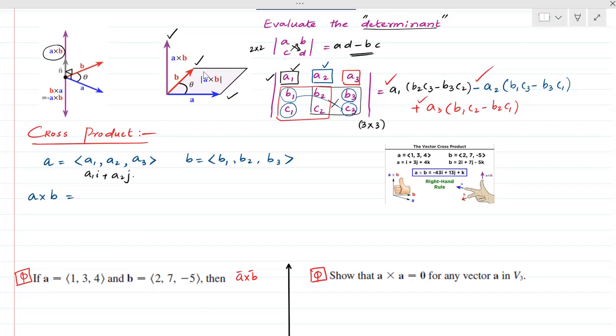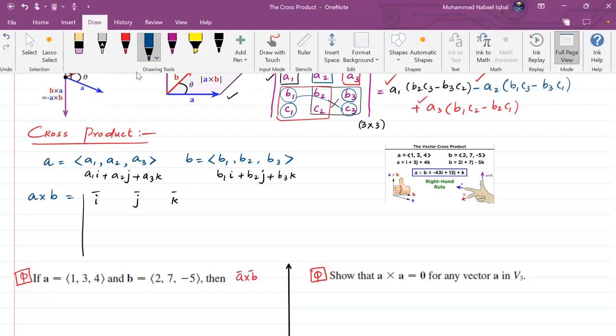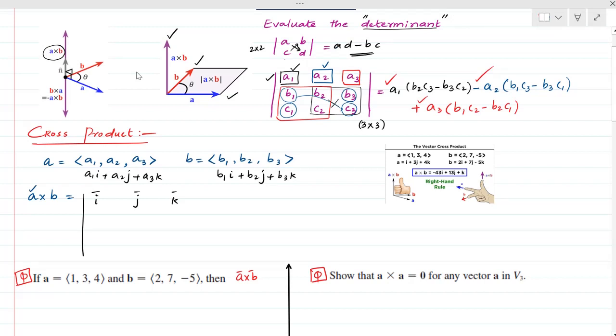A1 i, A2 j, A3 k. Similarly, this is the B vector: B1 i, B2 j, B3 k. The i, j, k are the unit vectors along X, Y, Z respectively. Now the vector A cross B, you can write as i, j, k. This is the vector form. Then the components of A vector: A1, A2, A3. Then the components of B vector: B1, B2 and B3.